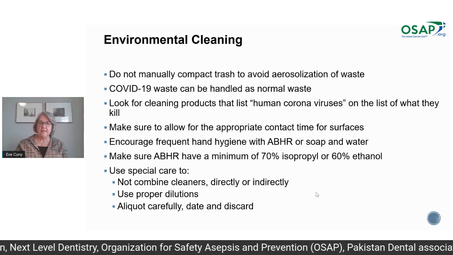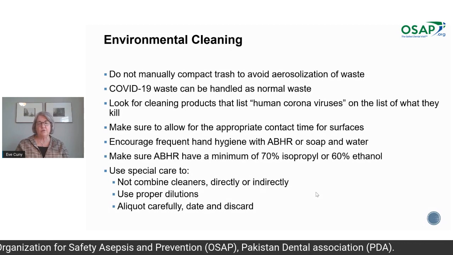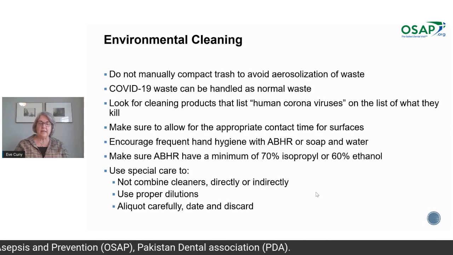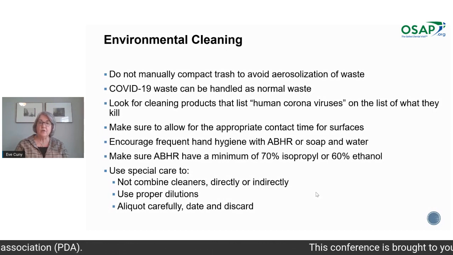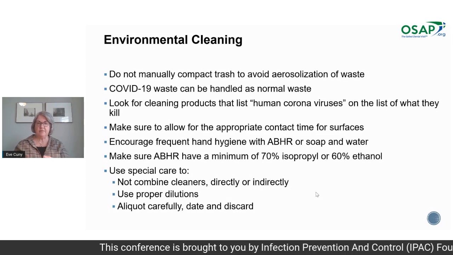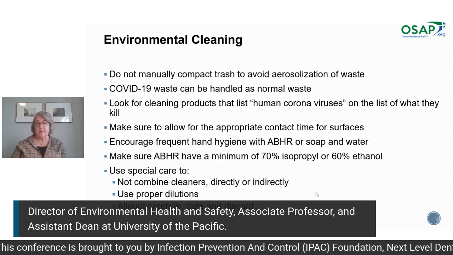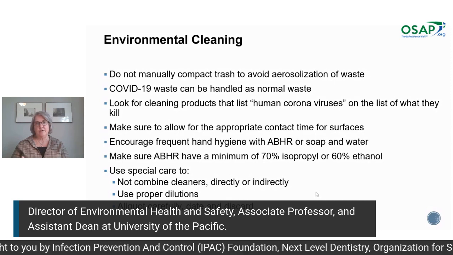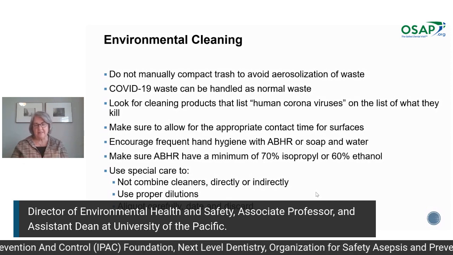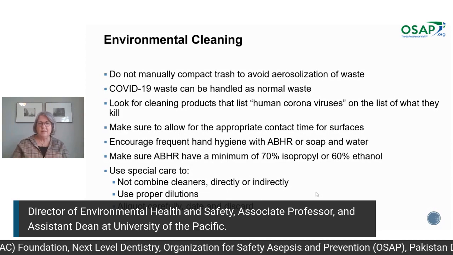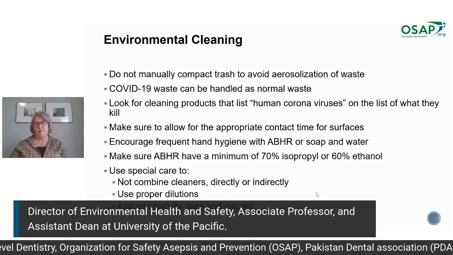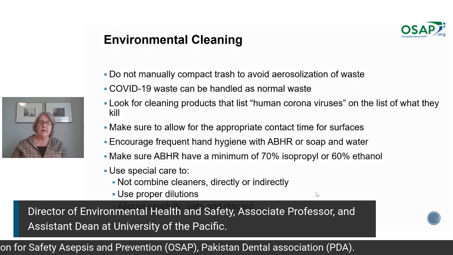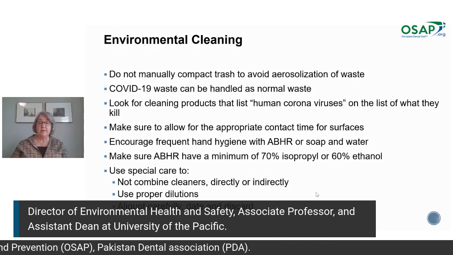Encourage frequent hand hygiene with alcohol-based hand rub or soap and water. If you're using an alcohol-based hand rub, it should have a minimum of 70% isopropyl or 60% ethanol. Don't combine different types of cleaning products, either directly or indirectly. Say, don't use ammonia to clean something and then bleach to disinfect it. You could create a hazardous combination. Always follow instructions for any kind of dilution.